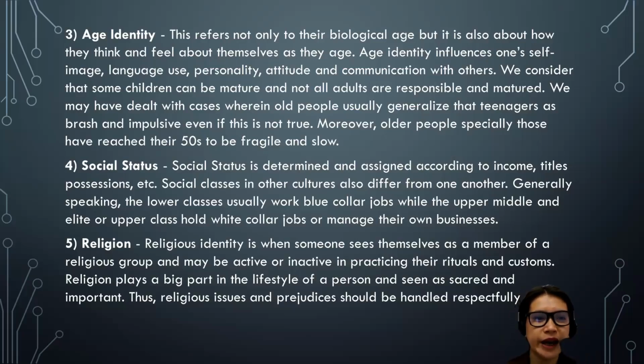So we may have dealt with cases wherein old people usually generalize teenagers as brash and impulsive, even if this is not true. So that's true. Our grandparents, our uncles, aunts, and other elderly people, they associate teenagers as very impulsive, like they always do what they want to do without thinking very well. Sometimes it doesn't apply to all teenagers. So it's a generalization. It's not true all the time.